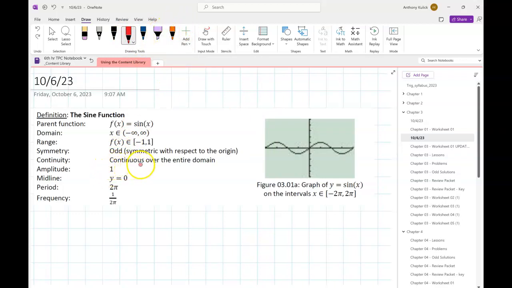Anyways, this function is continuous over its entire domain. So I can draw the whole graph with just one pencil stroke. I don't have to ever lift my pencil to draw the graph.